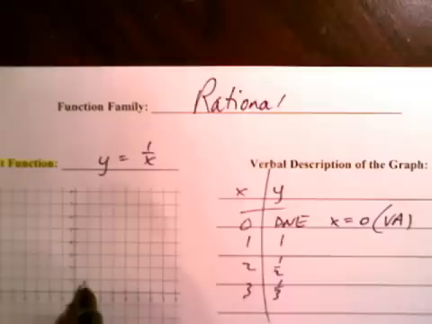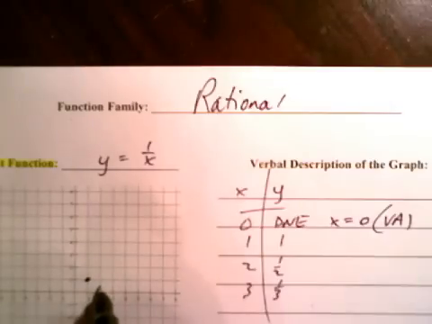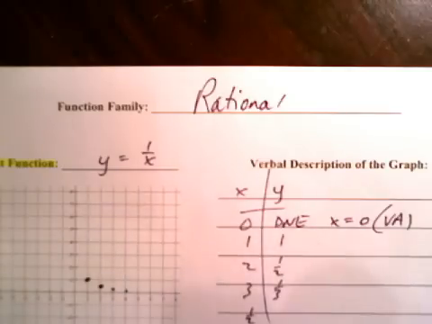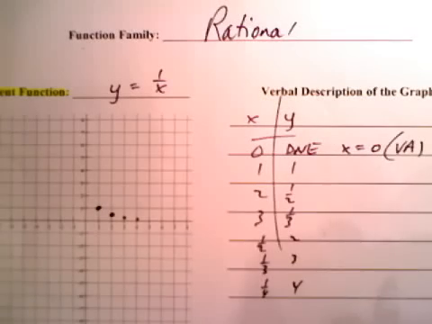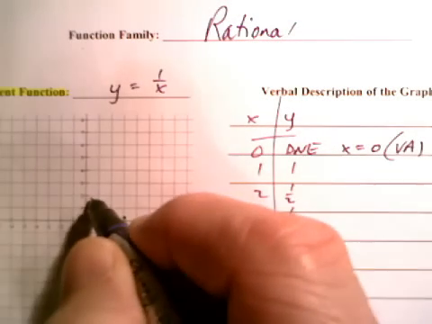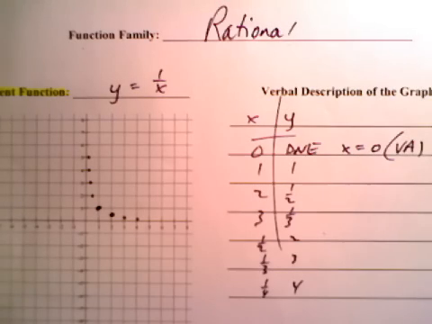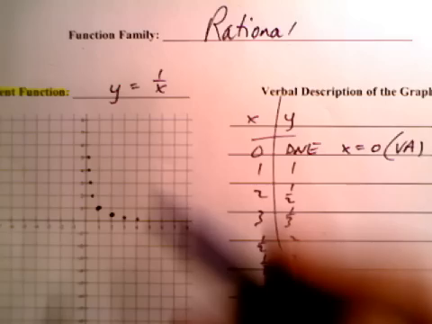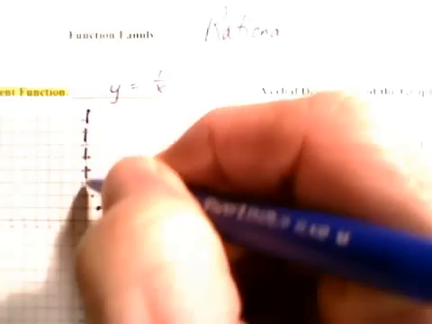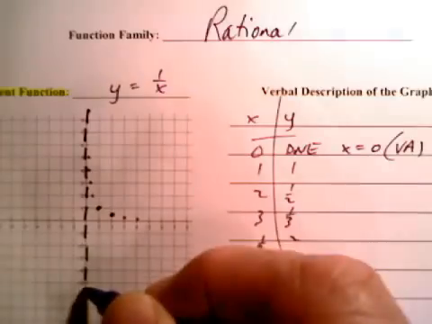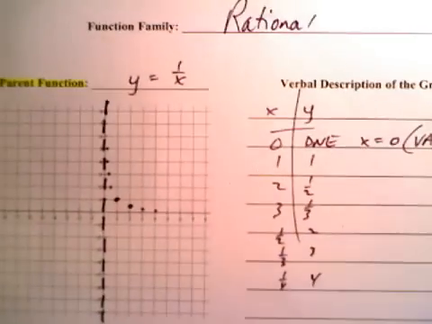Okay, so we can plot a couple of those points. 1, 1, 2, 1/2, 3, 1/3, 4, 1/4, and so forth. But then if we pick, let's say, 1/2, 1 divided by 1/2 is 2, 1/3 gives 3, 1/4 gives 4, and so forth. So we should be able to see that our graph is climbing right up there. And don't forget, we also know that this function has a vertical asymptote. This should be a pretty easy review for you.